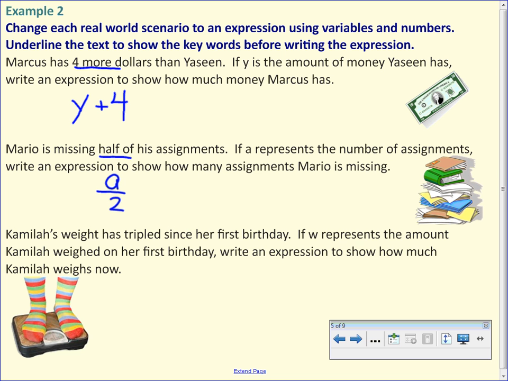Camila's weight has tripled since her first birthday. If W represents the amount of Camila's weight on her first birthday, write an expression to show how much Camila weighs now. So here is our key word, tripled. How are we going to show Camila's weight tripled? It is W times 3, but we always put the coefficient first. So 3W. And that means 3 times W or W times 3.